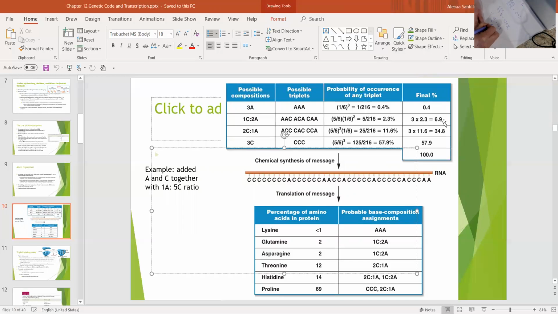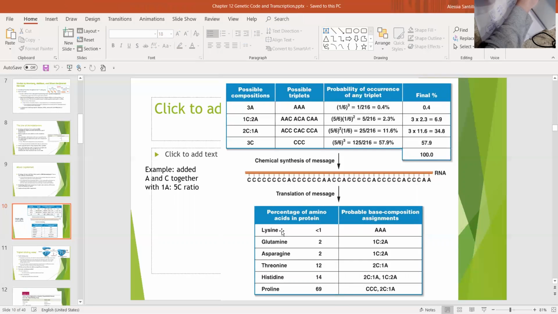That could mean that our triplet code could be 2 A's and then a C, or an A, a C, and then another A, or a C and then 2 A's. So these are our possible triplets. They didn't know which triplet would work. They just knew the composition of the triplet. Once they did it all, they looked at the amino acids that were incorporated, and at the percentage of the amino acids, and they compared it to the final percentage that each of these different possible compositions could bring about.